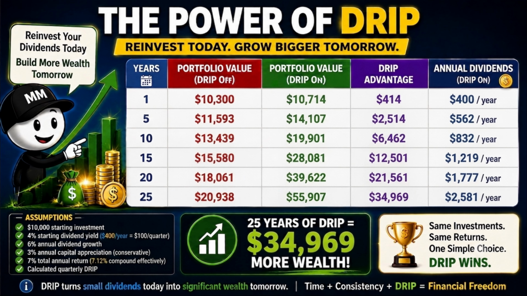DRIP on. Dividends reinvested. Each quarterly dividend purchases additional shares. Those shares generate their own dividends. The growing share count earns an increasing dividend as the company raises its payment annually.